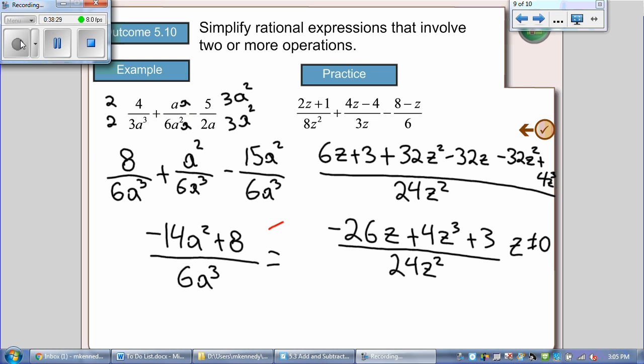Your common denominator between 8, 3, and 6 would be 24. That's the lowest common multiple. Z squared is the highest number of z's you have, so that's what we're going to work with. 8 times 3 gives you 24. You already have z squared on the bottom, so you don't have to multiply by any z's. So you multiplied the first one by 3.